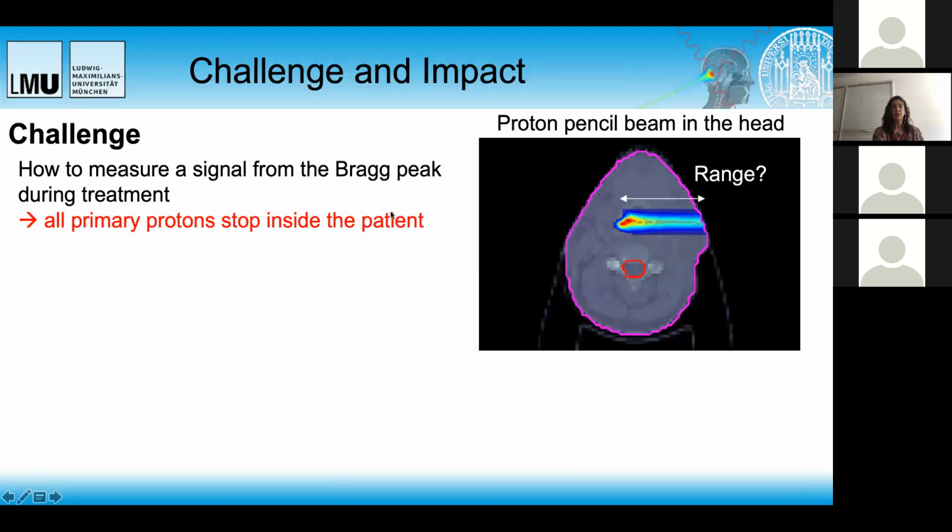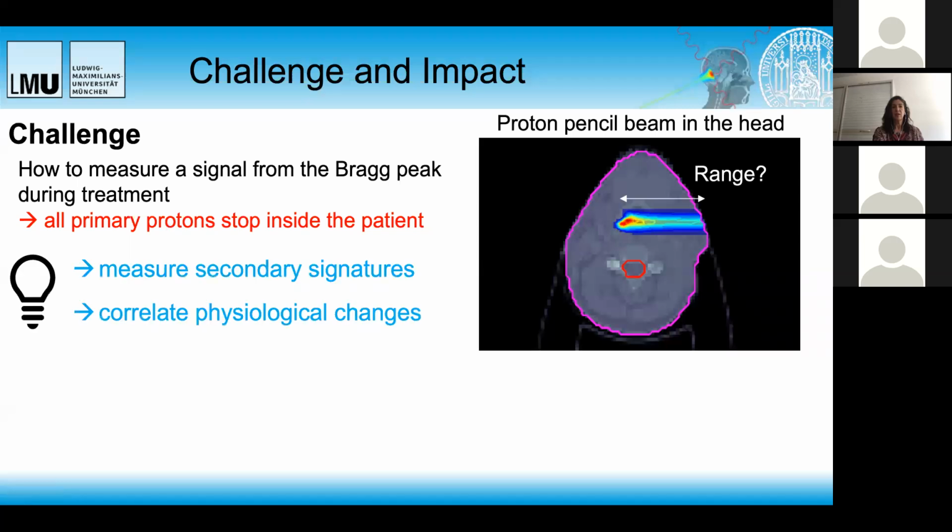And this is not a trivial thing, because how do we measure a signal from the Bragg peak when basically all primary protons stop inside the patient? Please keep this in mind. This is vastly different to CT imaging or classical radiography, where you shoot in radiation from one side and measure the remaining intensity on the other side. This method cannot be applied here because we want the protons to stop in our tumor, so they stop inside the patient, and we cannot use any direct protons for our range verification method.